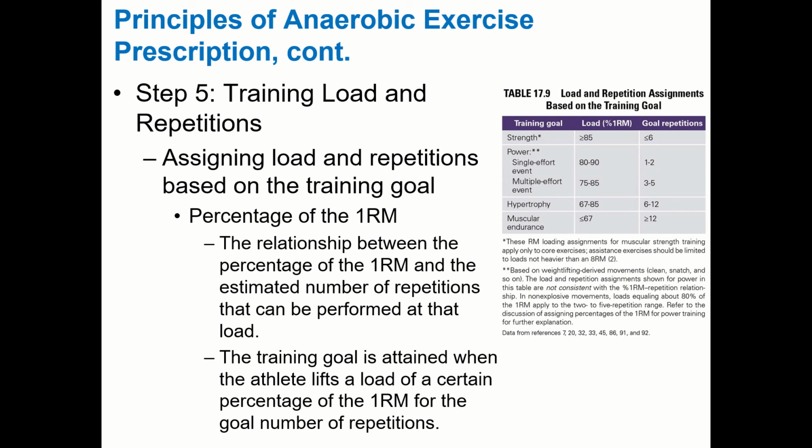So we already kind of talked about this, but it's very similar information, just in a slightly different graphical format. So if we want to train for strength, 85% or higher of their 1 rep max, 6 or less reps. If we want to do power, pretty heavy stuff, relatively low reps.